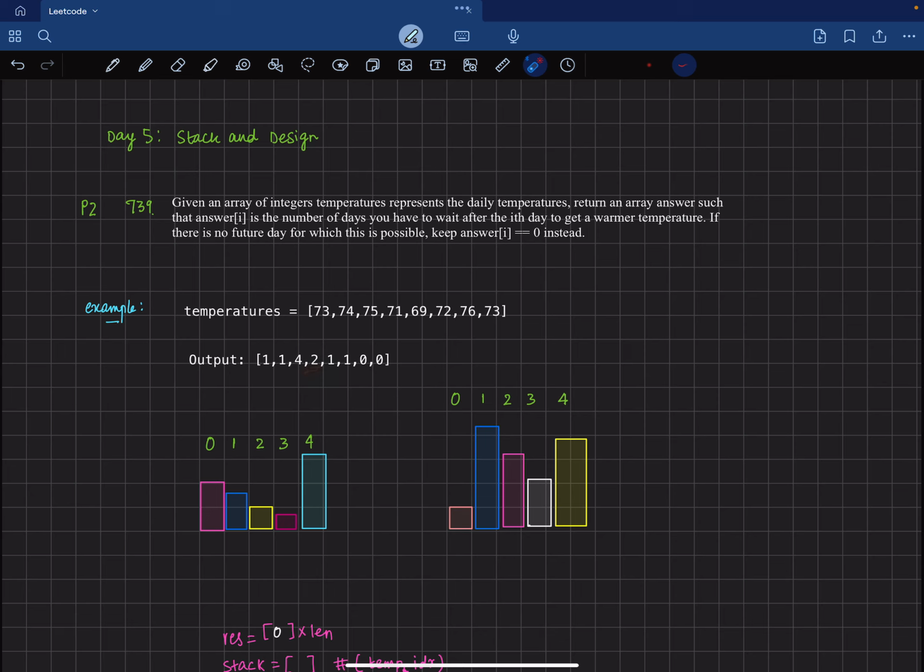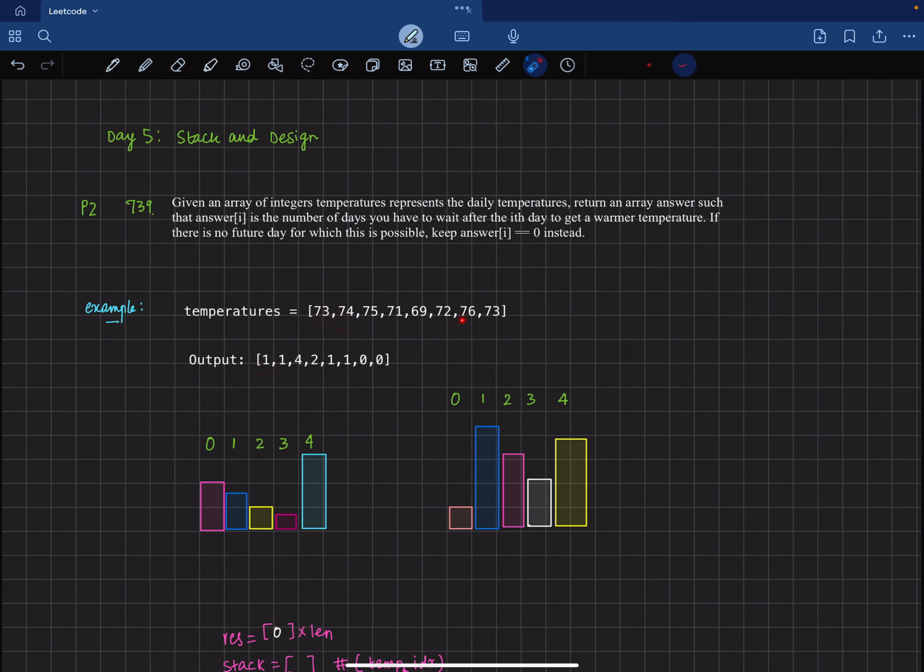Answer: 2. For example, if I'm at 73, how many days do I need to wait to get a warmer temperature? Warmer temperature means any temperature value greater than 73. Is 74 such a temperature? The answer is yes. How many days starting from 73 did we have to wait to get a warmer temperature? 1 day, correct? Just one, and that is the answer.